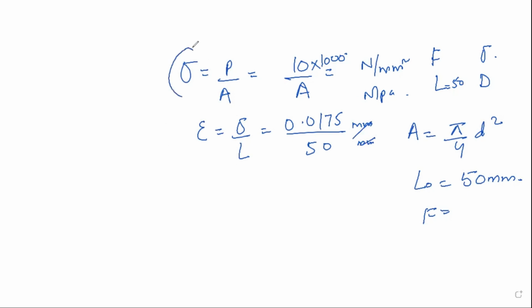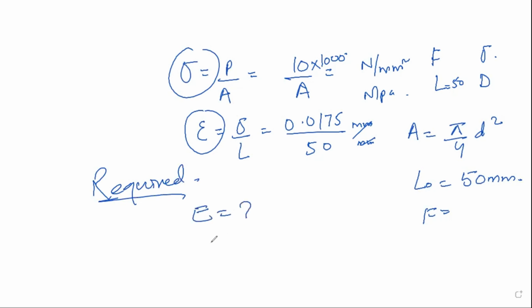Once we calculate the stress and the strain, we can determine the rest. And what is required? We have to calculate E, we have to calculate the ultimate stress and the failure stress. So this is our required thing, and this is our given data. On the basis of these data, we can interpolate and calculate stress, strain, and area, and then we will proceed accordingly.